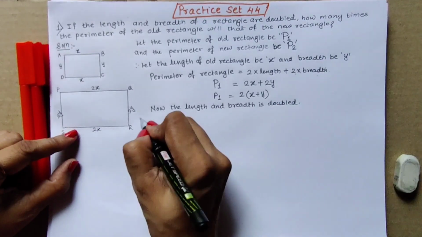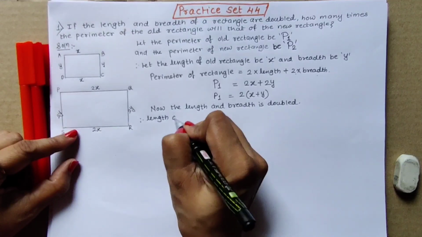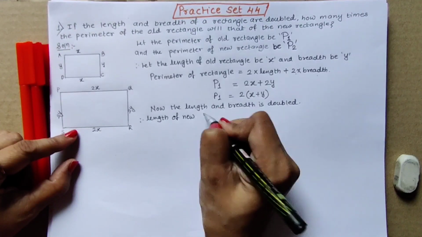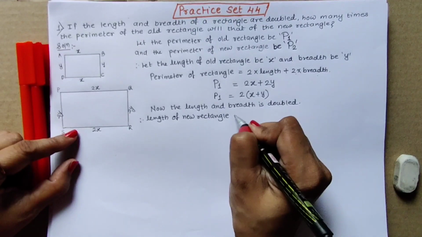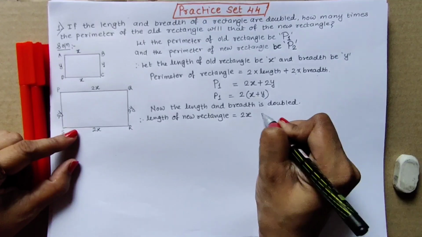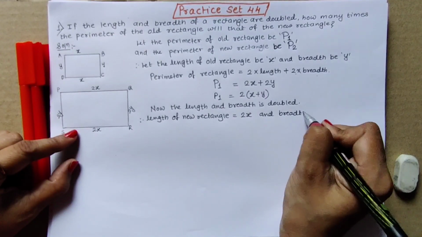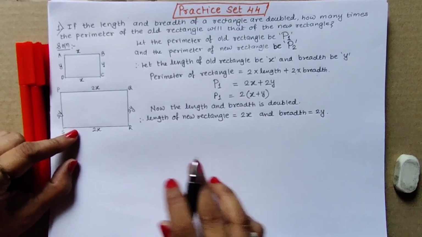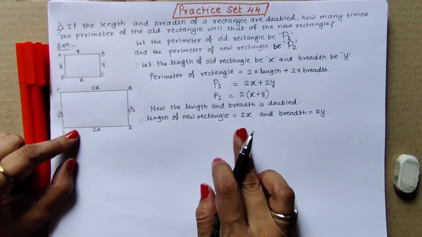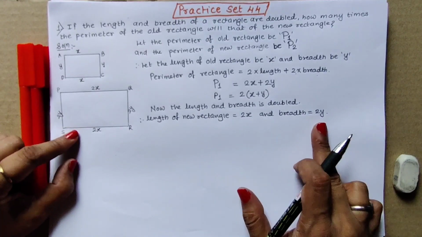So therefore the length of the new rectangle will become 2x and the breadth will become 2y, correct? So the new rectangle's length and breadth are doubled. In the new rectangle, length becomes 2x and breadth becomes 2y.